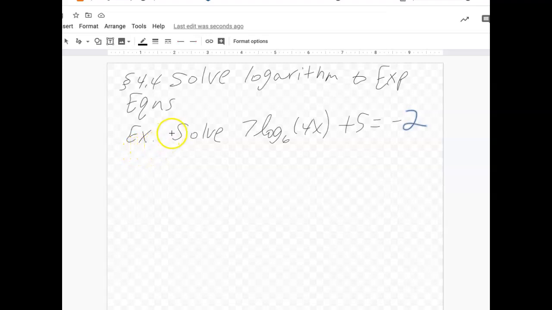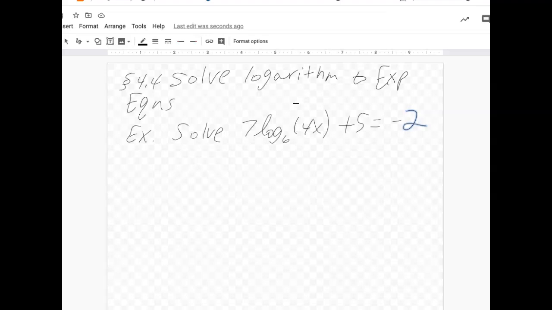Hi everybody. I wanted to go over a couple more examples where we solve logarithm and exponential equations. So here we have 7 times log base 6 of 4x plus 5 equals -2.